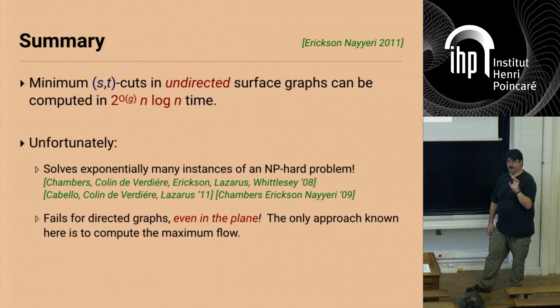But if I can factor it out into dependence on genus and dependence on n, it's an exponential dependence on the genus and linear dependence on n. So this is an example, Ben talked about this earlier, of a fixed parameter tractable algorithm. In Ben's case, the parameter in question was the tree width of the dual graph of some triangulation of a three manifold. In this case, the parameter is the genus of the underlying surface.